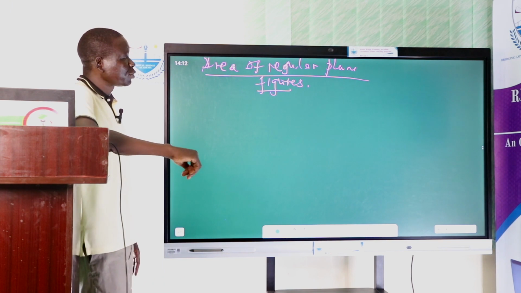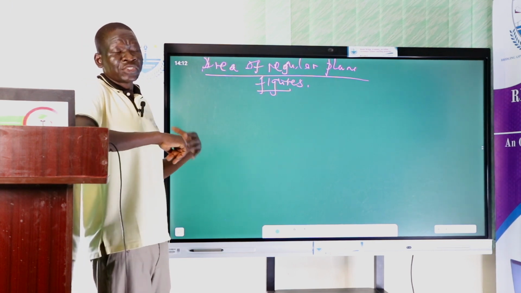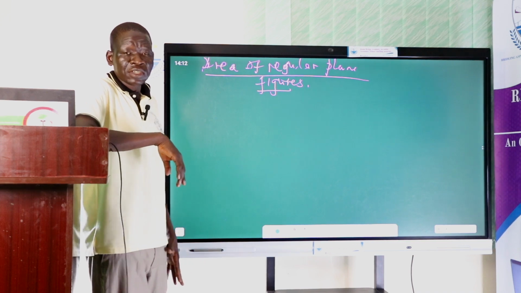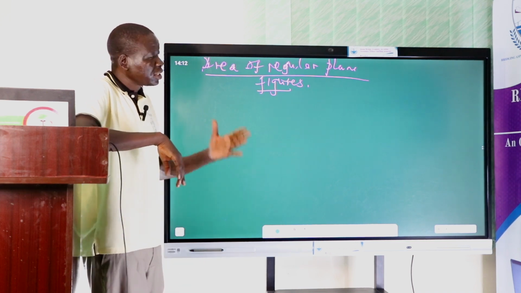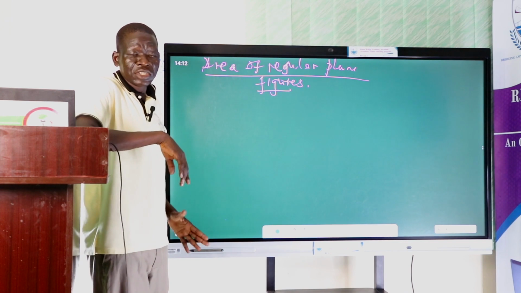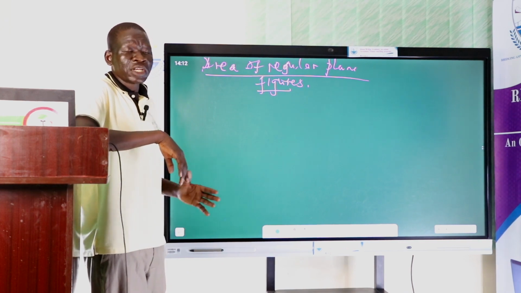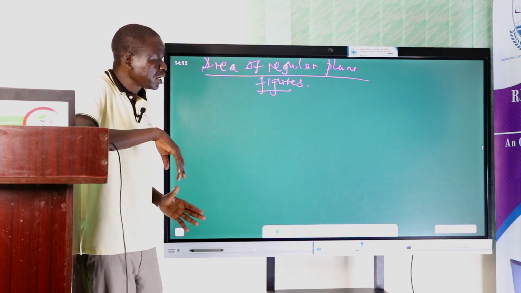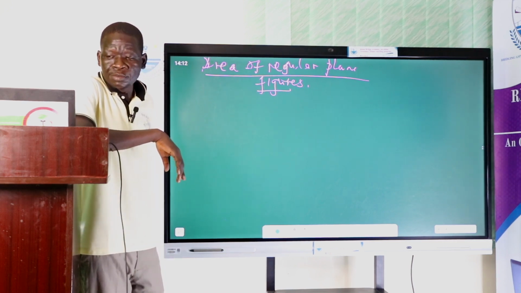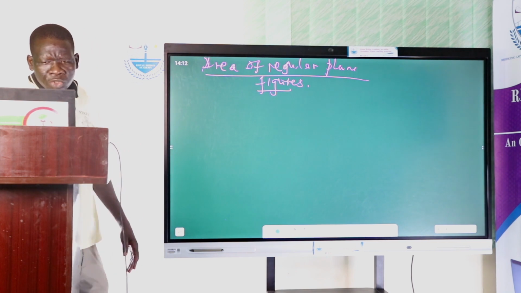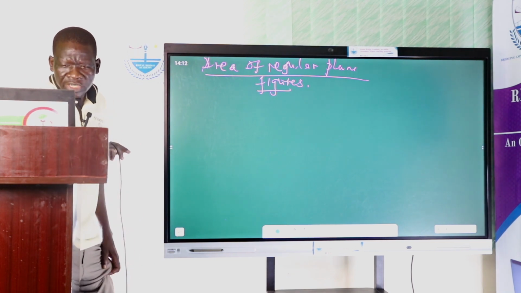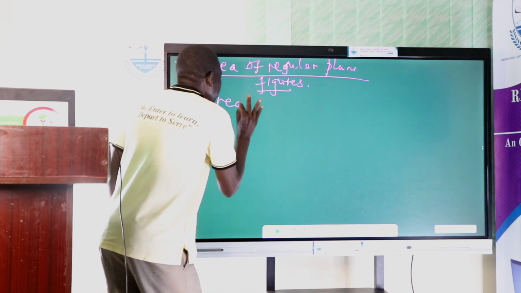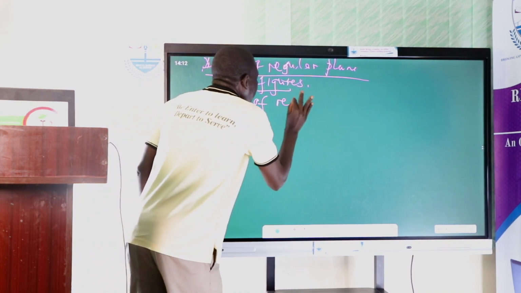For example, the area of a square has its own formula. The area of a rectangle has its own formula. The area of a trapezium has its own formula. That's why I'm saying different shapes of figures have different formulas. So we are starting with the area of a rectangle.